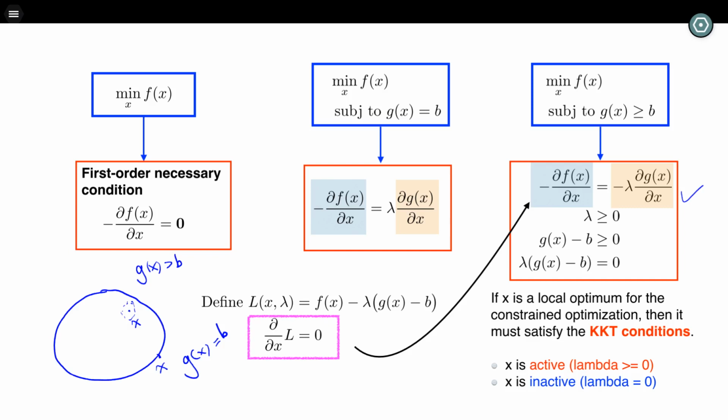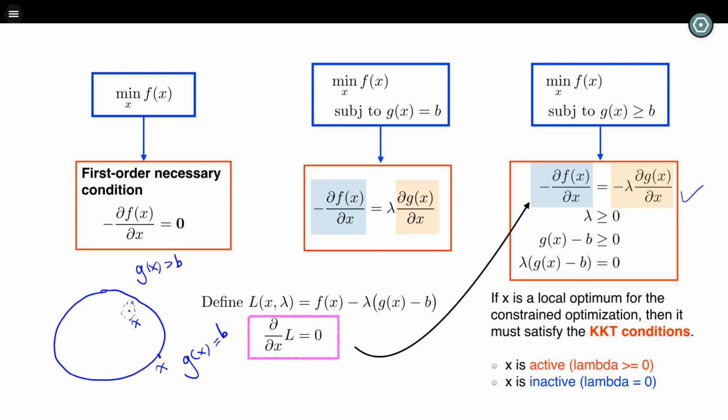And the last condition is the so-called compatibility condition, meaning when the constraint is not active, meaning g(x) is strictly bigger than b, then lambda must be 0 to make the whole thing, the product, be 0. Okay, so the last condition puts the two cases together as one, which is the first condition. So this is the KKT condition for constraint optimization.